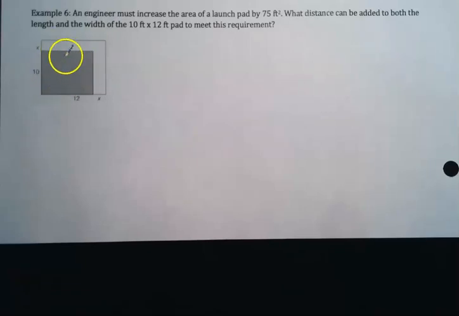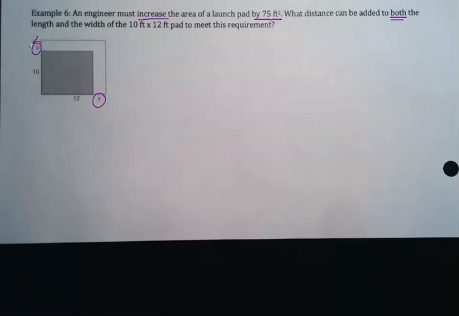This is our current launch pad. It's 10 foot by 12 foot. And we want to increase the area by 75 feet squared. What distance can be added to both the length and the width? That's huge, right? That's why we have an x here, adding it to the length, and an x here to add it to the width.